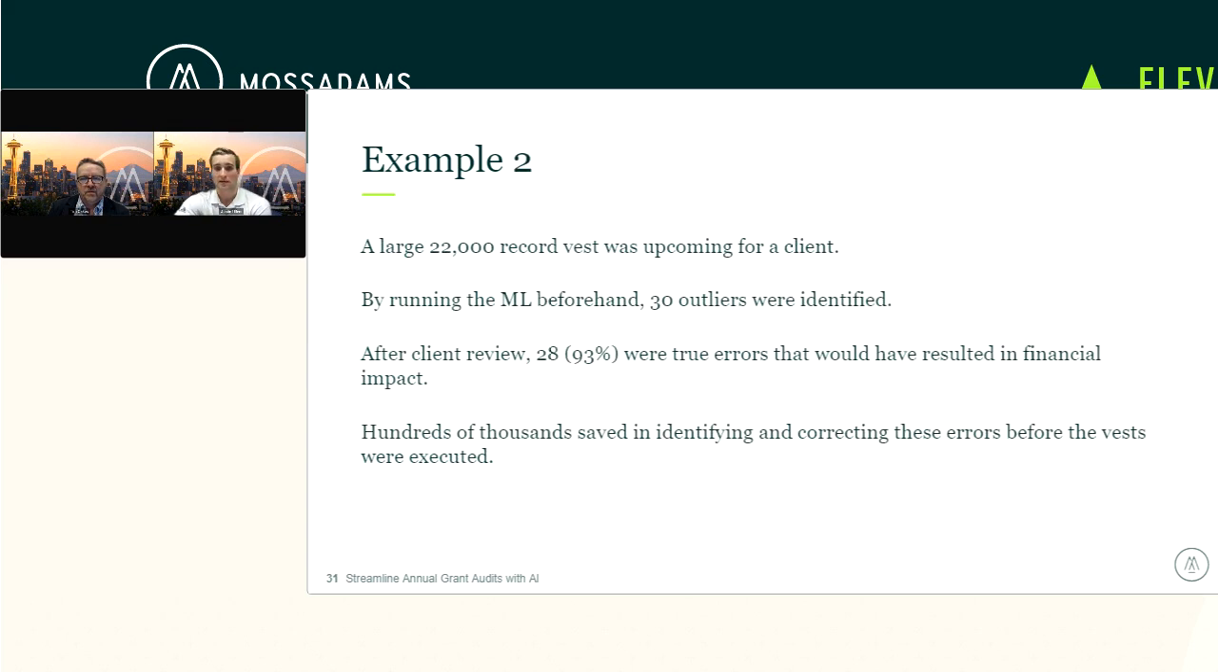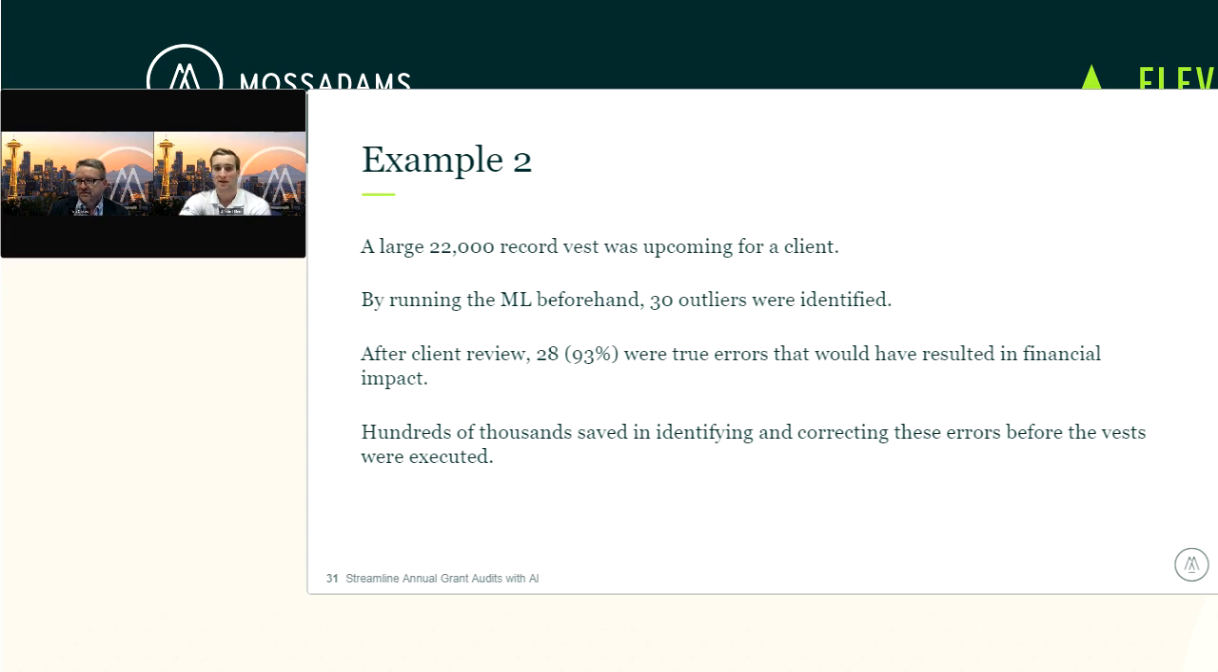So there was an upcoming large vest, and obviously this is a little bit different than the annual grant process, but this kind of technology can still be used in a variety of different scenarios. If you're just wanting to find outliers in specific data sets, that's exactly what this is used for. By running the machine learning beforehand, the AI was able to identify 30 outliers from their 22,000 record data set. And after review, 28 were true errors that would have resulted in financial impact for the client.